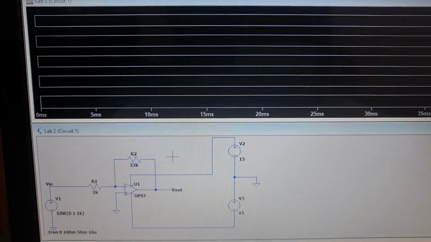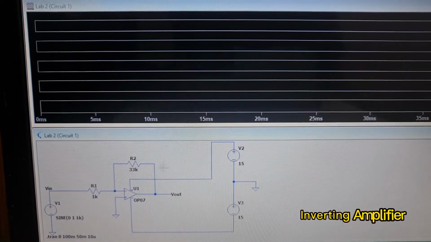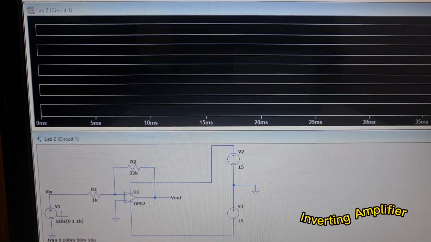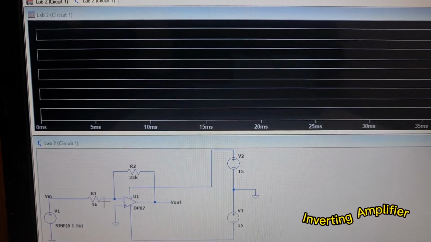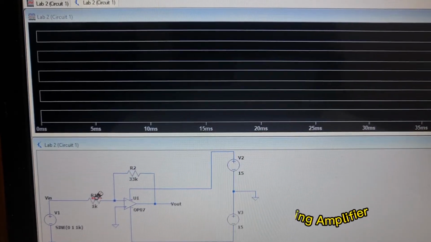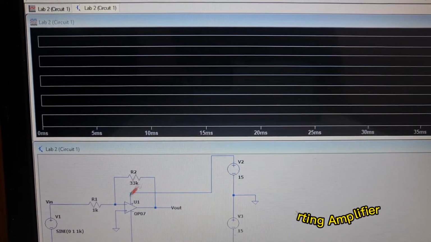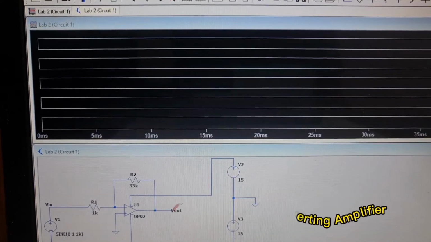Now let's move on to the circuit constructed in LTspice, and we'll be discussing it further. Now we will be looking at the inverting amplifier circuit. This circuit consists of 3 power sources, V1, V2 and V3. R1 is 1 kilo ohm, R2 is 33 kilo ohm, and this is the amplifier. The Vin is here, the Vout is here.